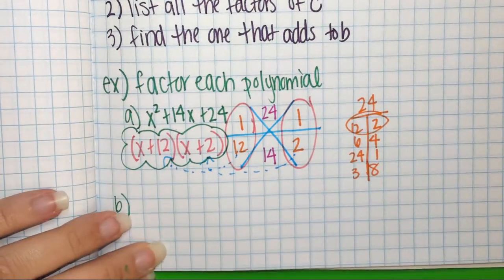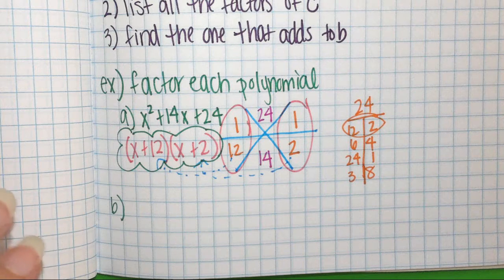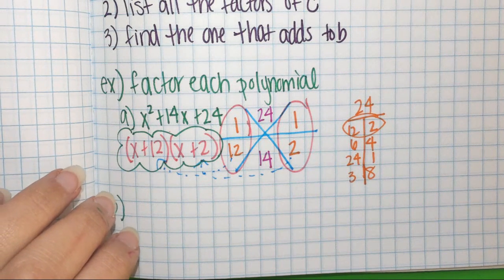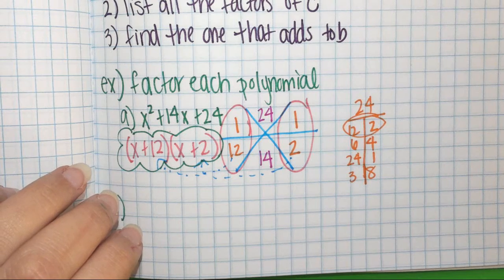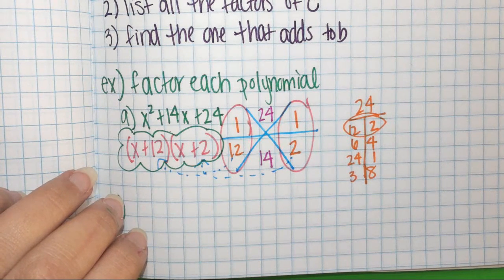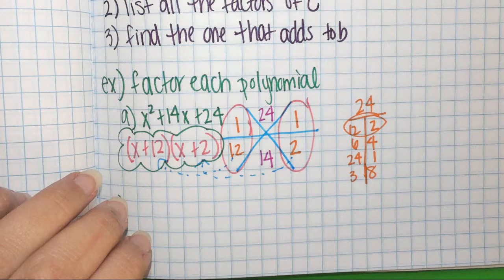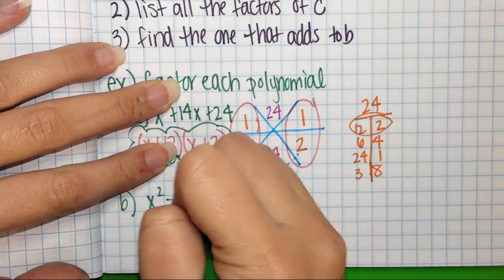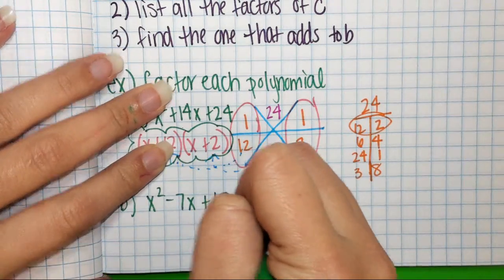I want to do it together just to be safe. Alright, let's do x squared minus 7x plus 12.